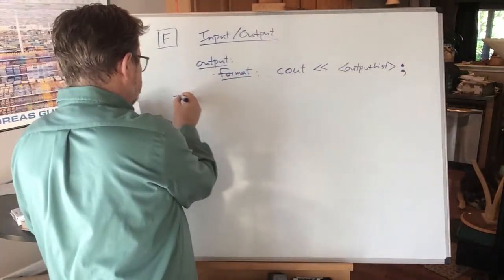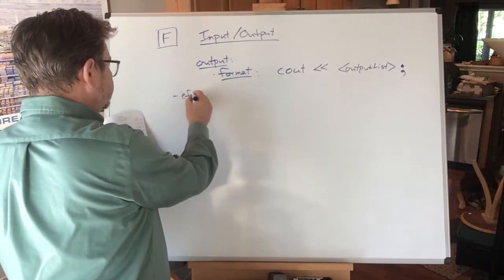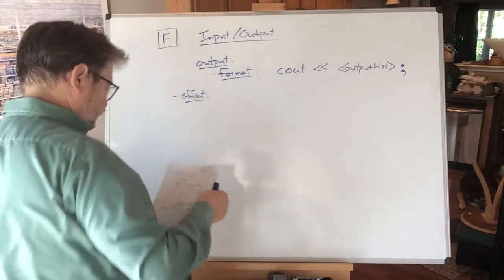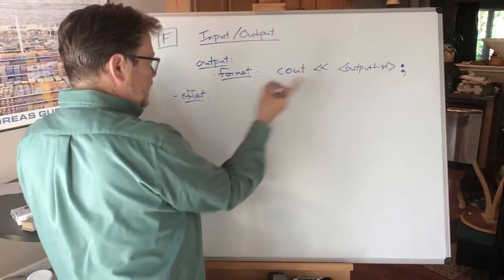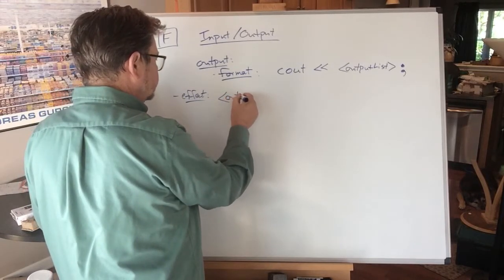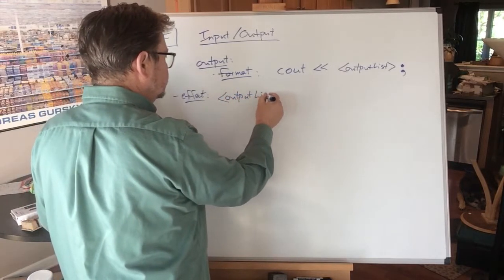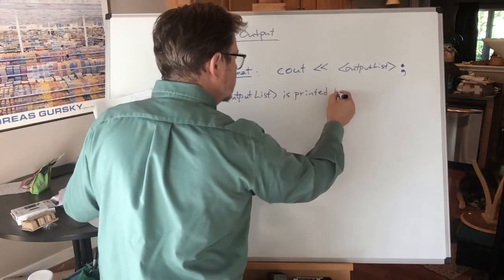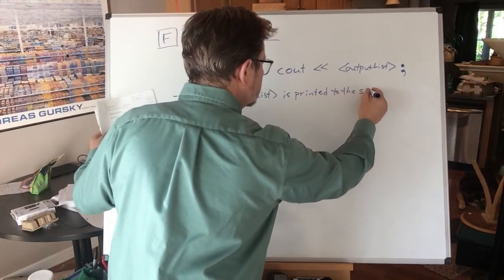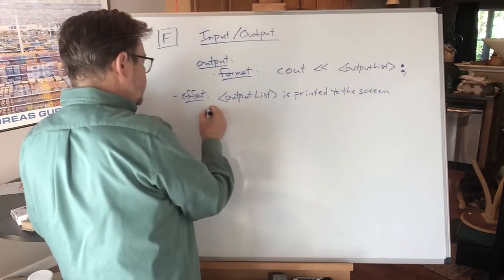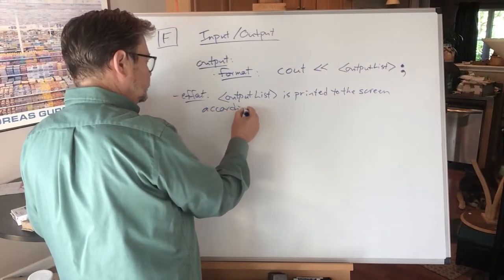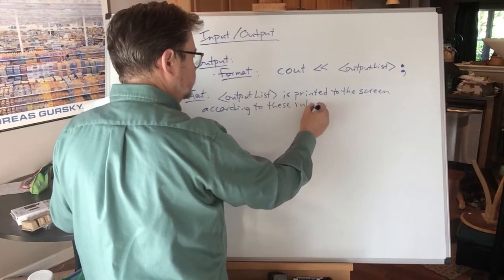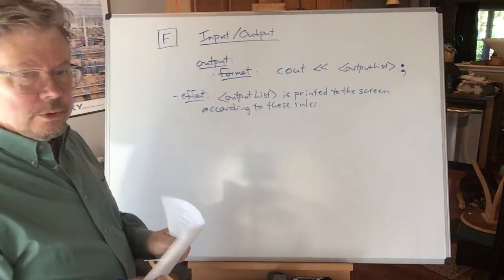The effect of this, I'm going to back up because this is a pretty big effect. Here's the effect. Output list is printed to the screen according to these rules. What's the rules? Here's the rules.